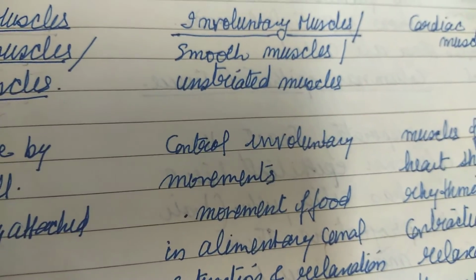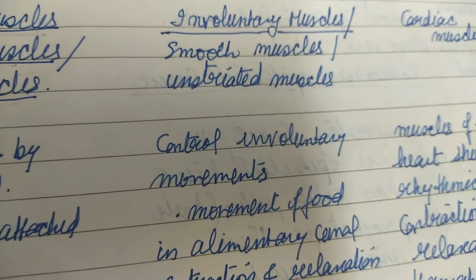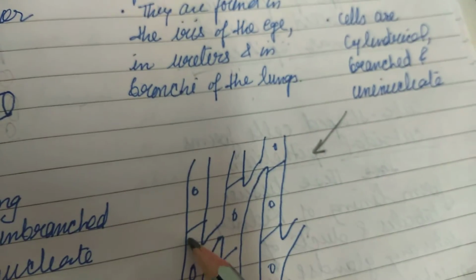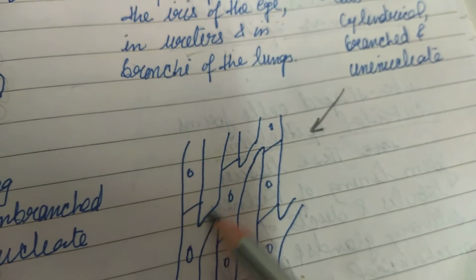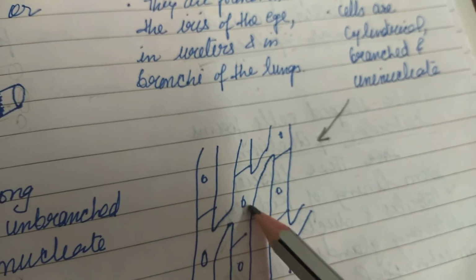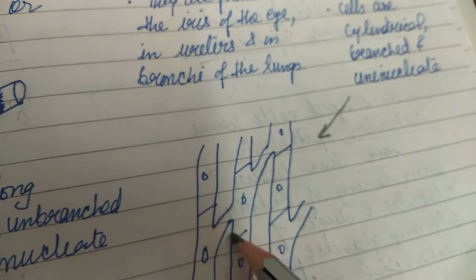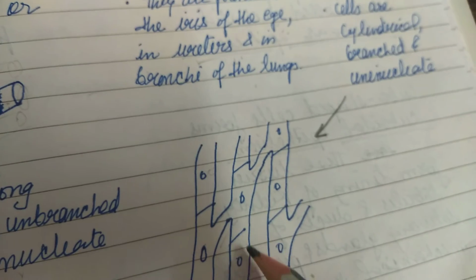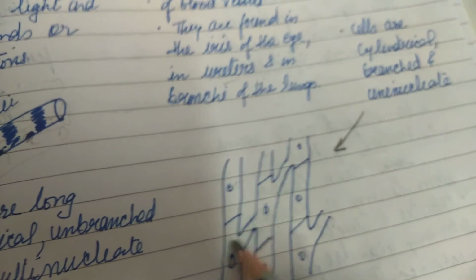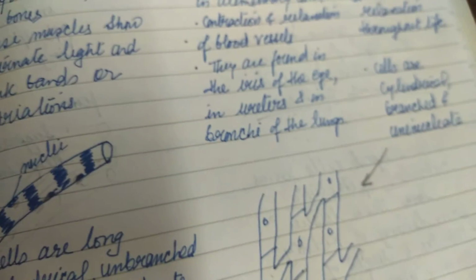Okay? If we see the structure of this type of muscle, it is like this. In this case, the cells are cylindrical, but they are branched. See? Clear? And uninucleate. They have septa, which divide them, right? Uninucleate and branched. So these are cardiac muscles. They are present in the heart.